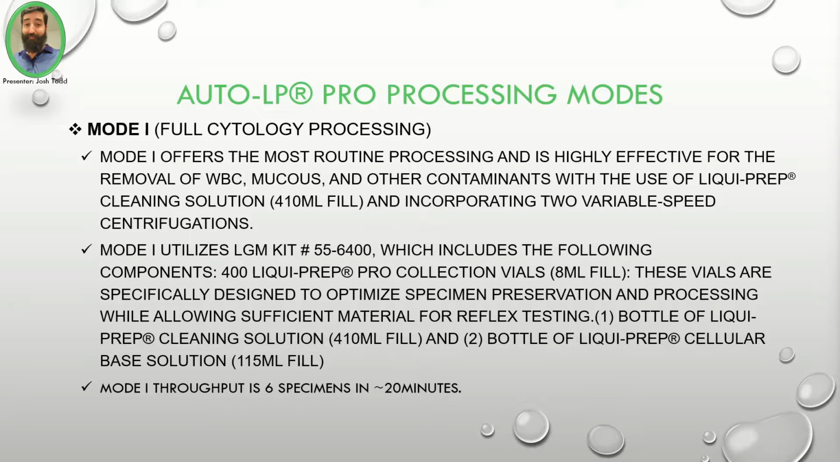Mode 1 utilizes LGM Kit 55-6400, which includes the following components: 400 LiquidPrep Pro collection vials, 8ml fill. These vials are specifically designed to optimize specimen preservation and processing while allowing sufficient material for reflex testing. 1 bottle of LiquidPrep cleaning solution, and 2 bottles of LiquidPrep cellular base. Mode 1's throughput is 6 specimens in approximately 20 minutes.